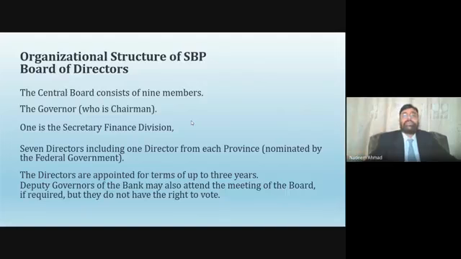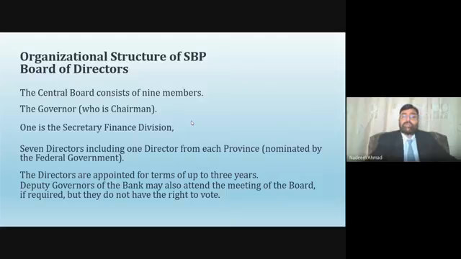One is the secretary finance division, 7 directors including 1 director from each province. याद रखिएगा कि हर एक province से एक director को लेना होता है, nominated by the federal government, which are nominated by the federal government. Then directors are appointed for terms of up to 3 years. 3 साल के लिए elect होते हैं.